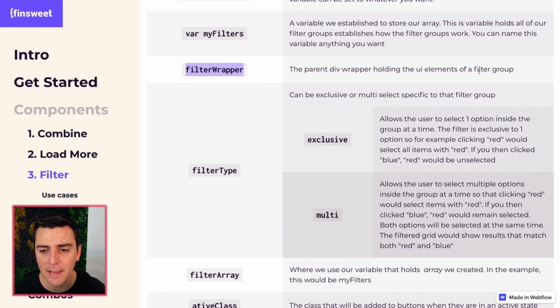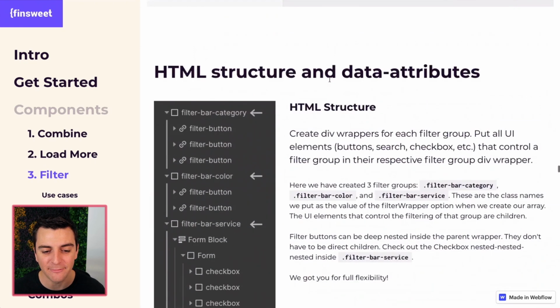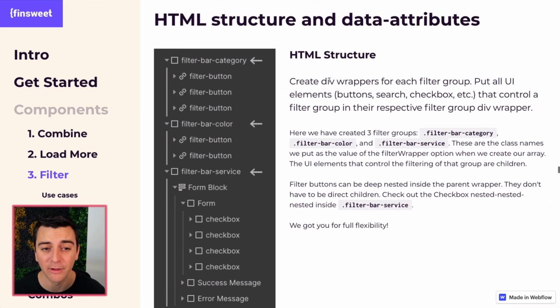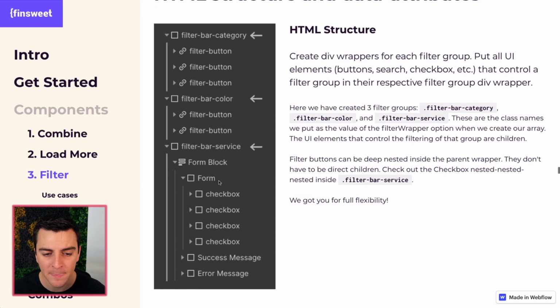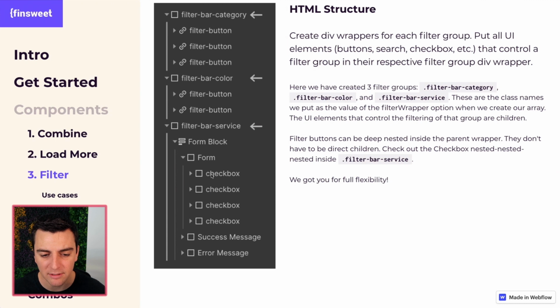Filter wrapper. This is the parent div that's holding the UI elements of the filter group. Now we can go into a visual of what this looks like inside Webflow. The HTML structure and data attributes is a big part of filtering. We have not touched the data attributes part. We're just starting to get into HTML structure now. This is what it looks like. Look at these filter buttons nested inside parent elements. We have our filter bar category with 3 filter buttons. We have our filter bar color with 2 filter buttons. And then we have our filter bar service with checkboxes nested inside.